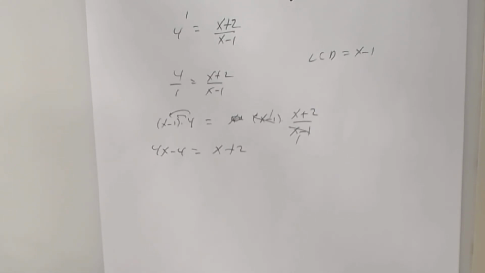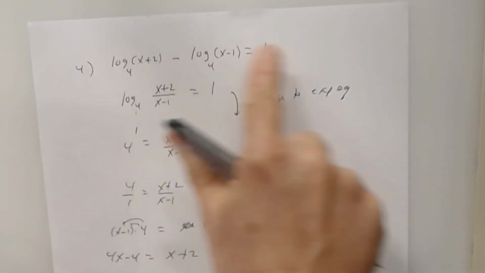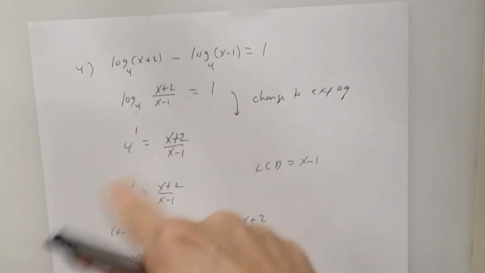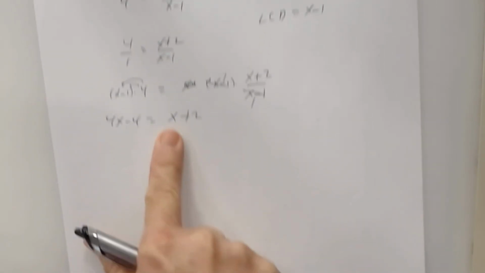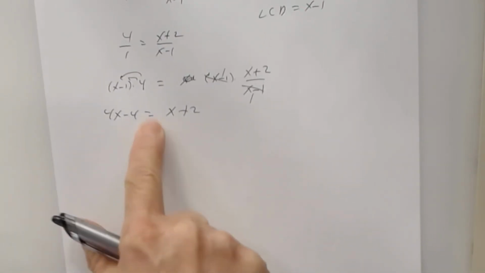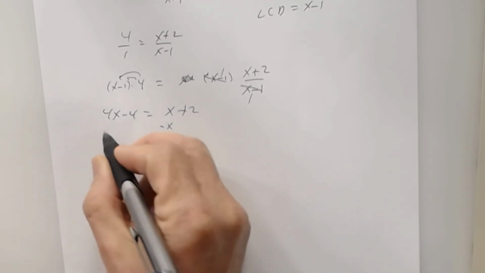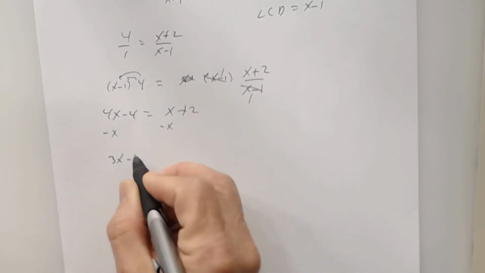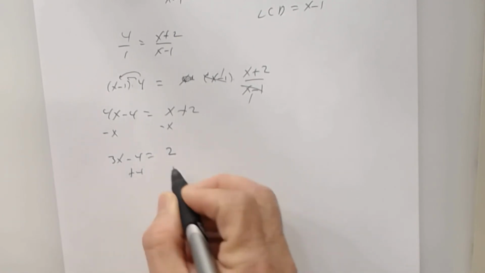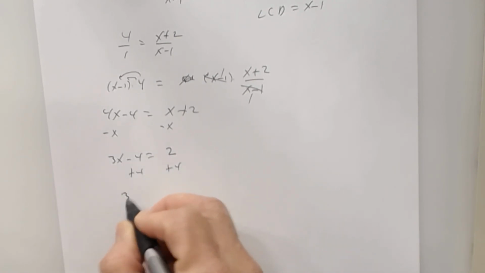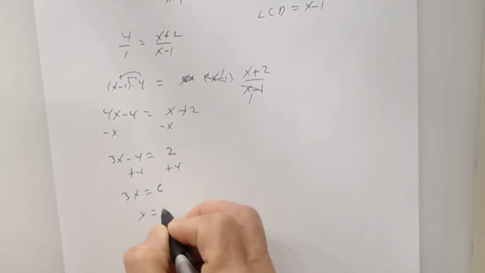All right, so notice I went from a log equation, and then I changed it to exponential, which really turns out to be a rational equation, and now a linear equation. So how do you solve this? Subtract x from both sides. So I get 3x minus 4 equals 2. What's the next step? Add 4 on both sides. So 3x equals 6. So x equals what? 2.